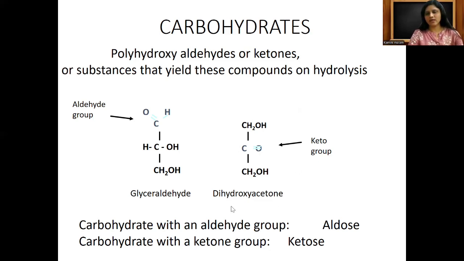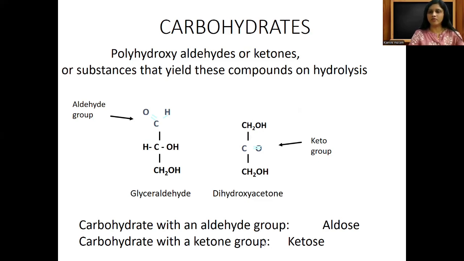Acetone means a three-carbon-containing compound. So dihydroxyacetone will be given when the CHO aldehyde group is converted to the C=O ketonic group. A carbohydrate with an aldehyde group is known as an aldose, whereas a carbohydrate with a ketonic group is known as a ketose. When the aldehyde functional group is there, that carbohydrate is known as aldose.